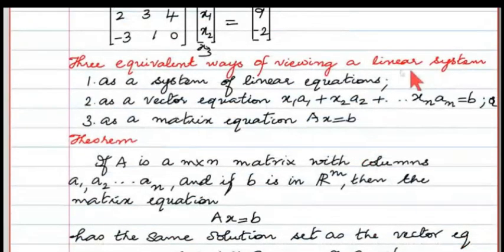The equivalent ways of viewing a linear equation: as a system of linear equations, as a vector equation, that is x1 a1 plus x2 a2 plus, etc., xn an equal to b, and as a matrix equation, Ax equal to b.